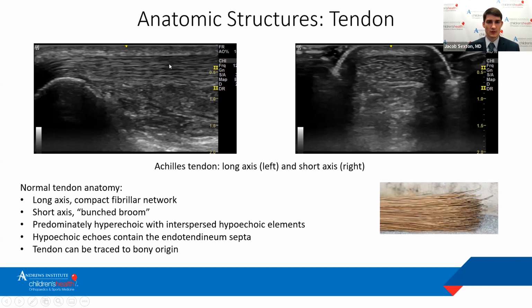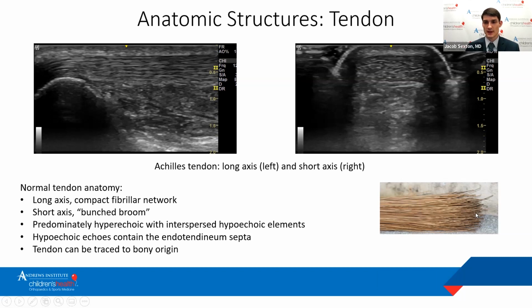There is a little bit of anisotropy also on this image. As you can see, you have this normal fibrillar compact network, and then it turns hypoechoic and anechoic in this area. If I was to do a heel-toe maneuver and correct that anisotropy, then it would turn into a normal fibrillar network. Now on the right image, I have a nice view of the Achilles tendon in short axis.